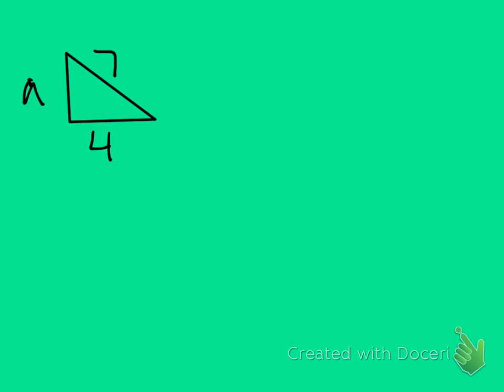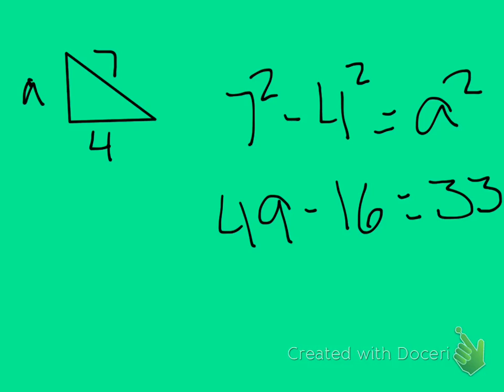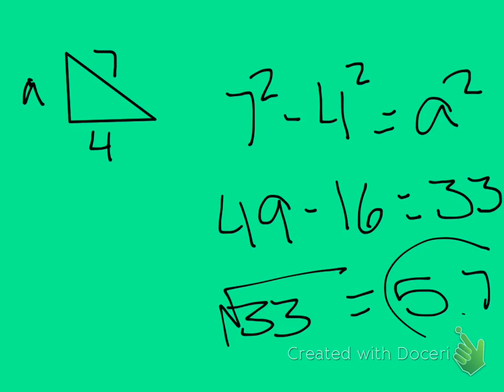Now we have a hypotenuse of 7, a B of 4, and we don't have an A. So we use the equation 7 squared minus 4 squared equals A squared. 7 times 7 is 49. 4 times 4 is 16, so 49 minus 16 is 33. The square root of 33 is 5.7. This is your A.